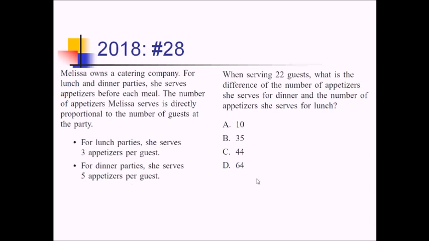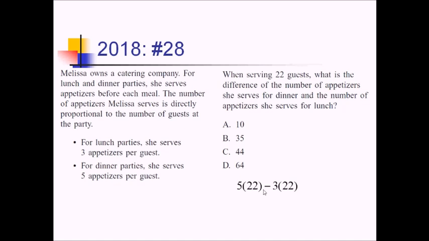So this is actually a pretty straightforward one. How about we just figure out how many appetizers she's going to serve 22 people at dinner, and then subtract the number she'll serve at lunch. So we know that we get 5 apps per guest at dinner, so that would be 5 times 22. At lunch, we would have 3 times 22, and then we just need the difference between these things.